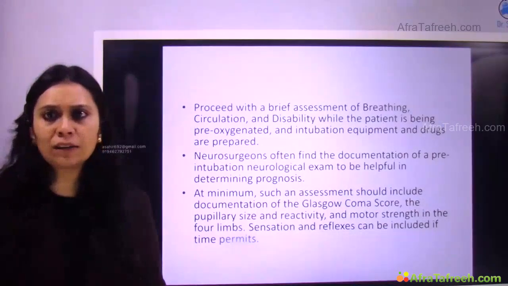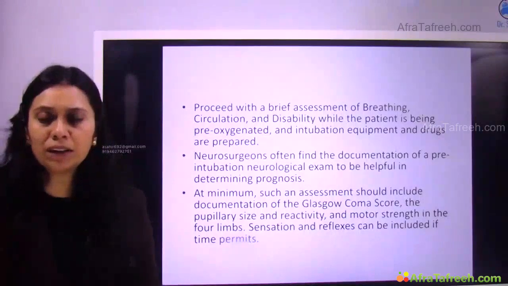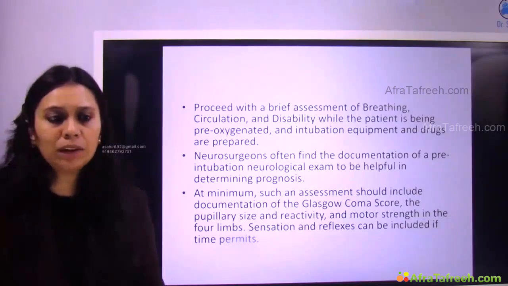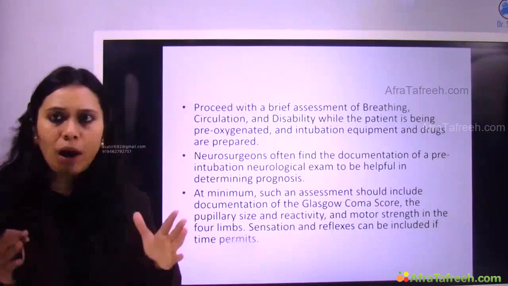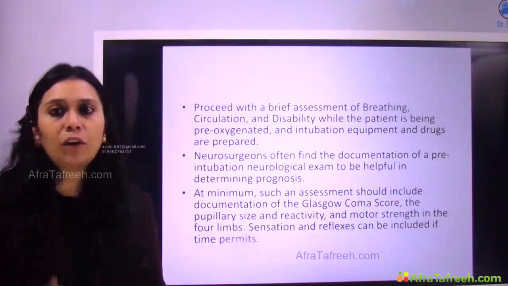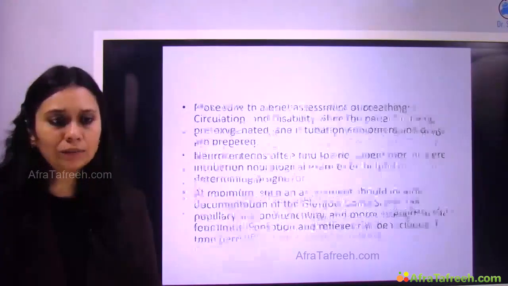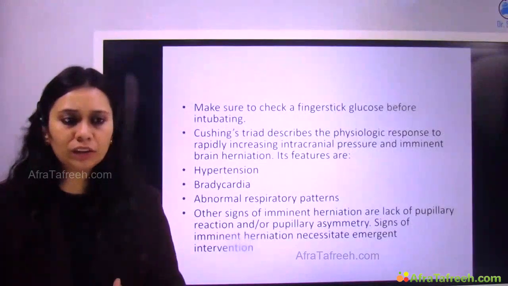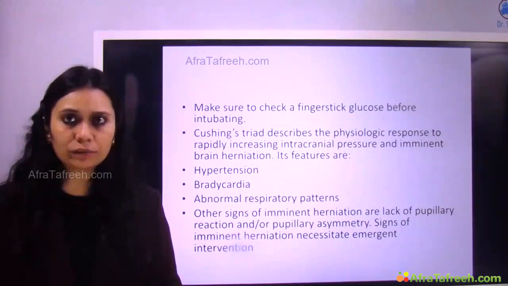Pre-intubation GCS is done very fast for the patient. We would quickly see the pupillary size and reflexes, and the motor response, and if time permits, sensation and reflexes also. So a pre-intubation neurological assessment is very helpful to the neurosurgeon for planning later treatment, so it is done prior. Okay. Then blood glucose level is always checked, and if required, we give dextrose to the patient.